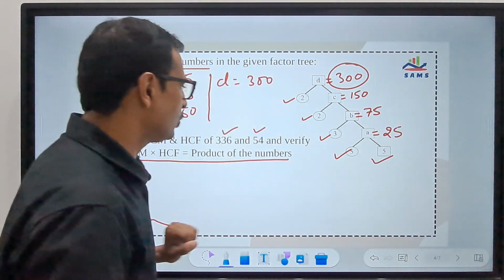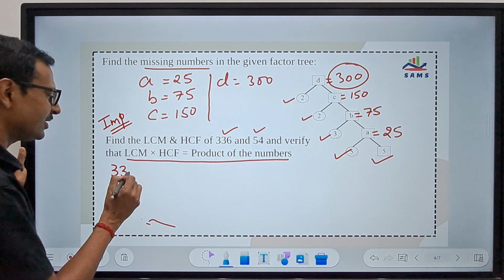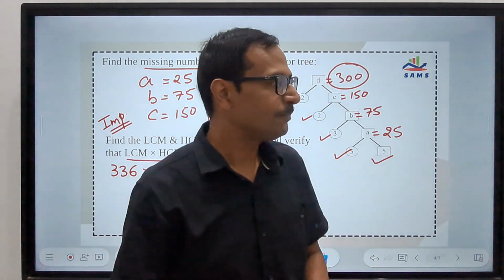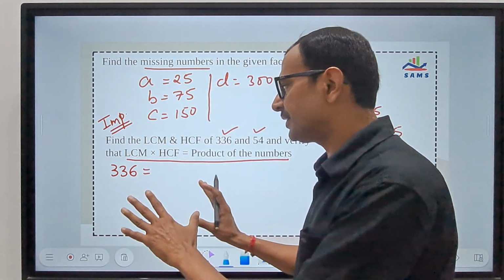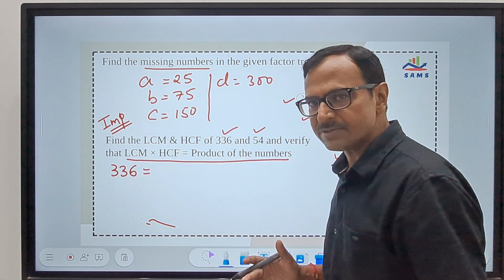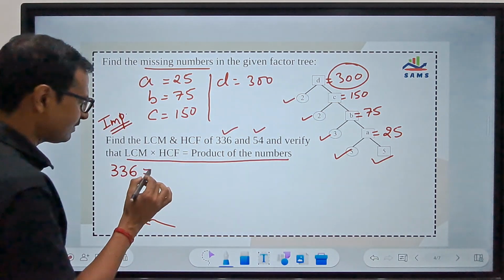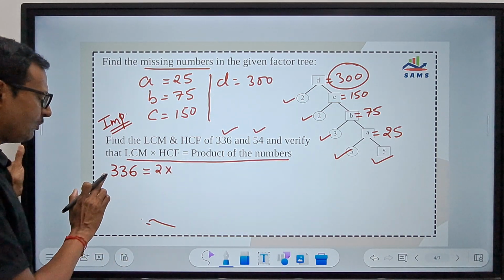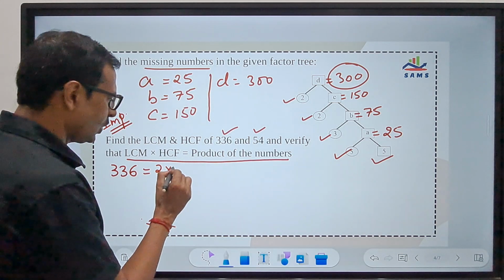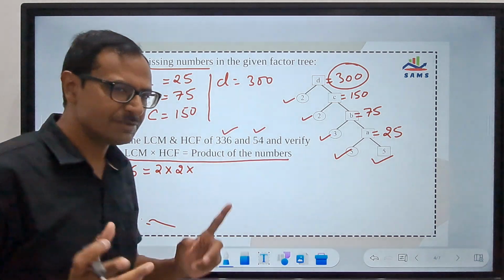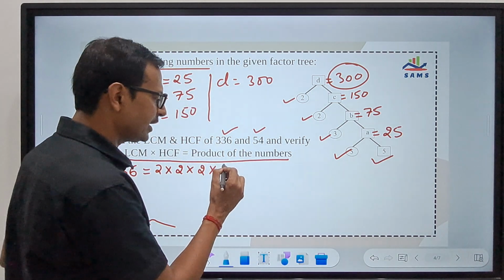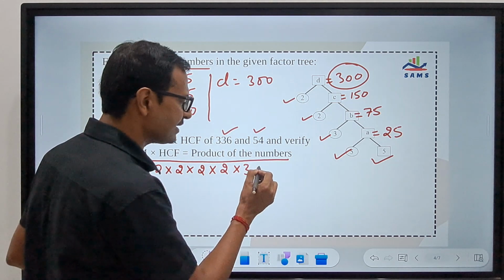For that, you should know the factors of 336. I mean, you should know how to express 336 in terms of its prime factors. So I am going to write 336 in the form of prime factors. Using the tree diagram you can make the factors, right? So 336 is divisible by 2, that will give me 168, correct? Again 168 is divisible by 2, 84, again 2, 42, again 2, 21, 3 and 7.